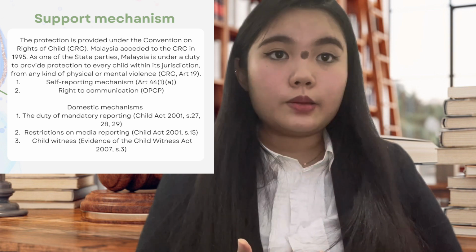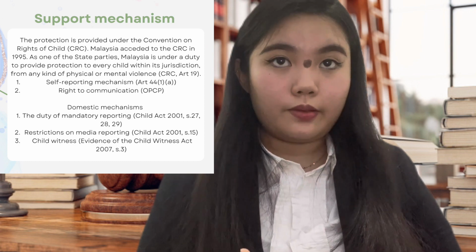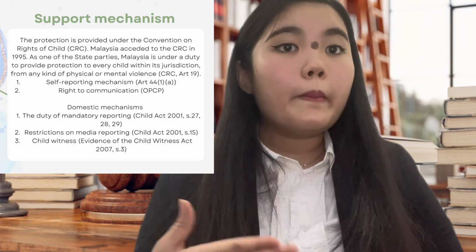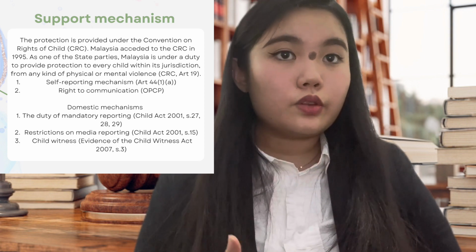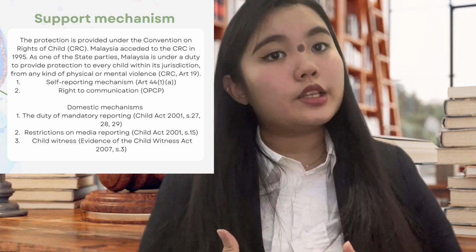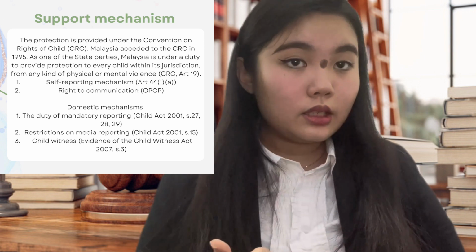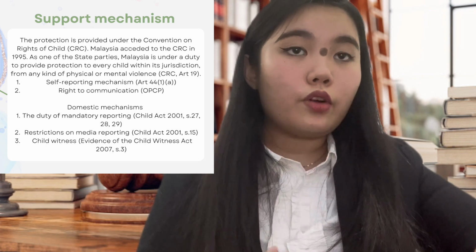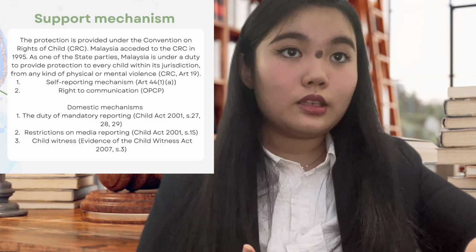Other than the support mechanism provided by the CRC, we also have domestic mechanisms to protect our children suffering from domestic violence. The duty of mandatory reporting has been imposed in the Child Act 2001 from Section 27 to 29 respectively. Medical officers or registered medical practitioners, family members, and childcare providers must report immediately to a protector if he or she has reasonable belief that the children had suffered physical or mental violence due to being neglected, ill-treated, exposed, abandoned, or sexually abused. Any party who fails to inform would be liable to a fine not exceeding 5,000 ringgit or to imprisonment for a term not exceeding 2 years or to both.